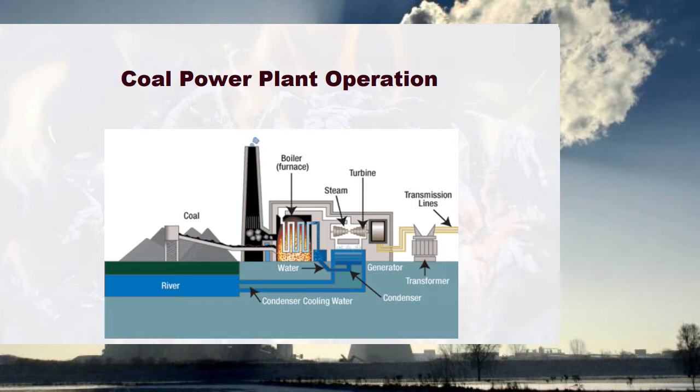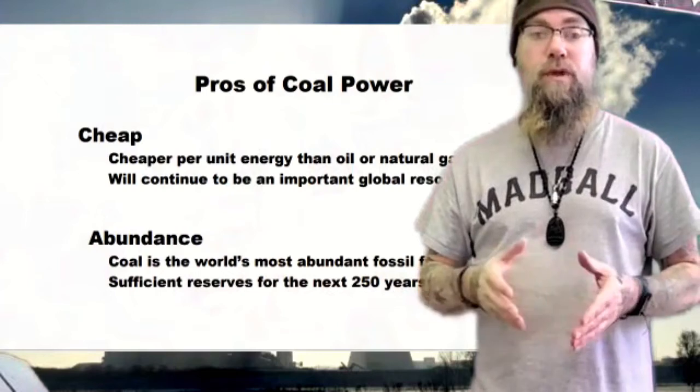Here's a diagram showing a coal power plant operation. Here we have the coal being fed into the boiler or the furnace. It's burned, which generates steam. It turns the turbines that are connected to the generator. The generator then sends the power to a transformer, and through the transmission lines, the energy is available for distribution to be used.